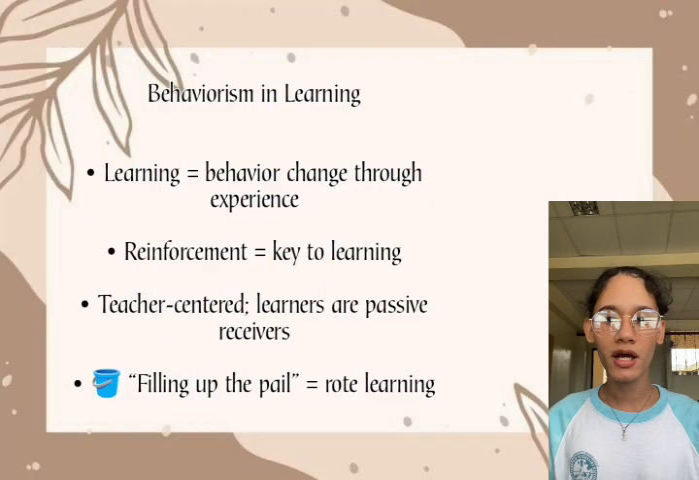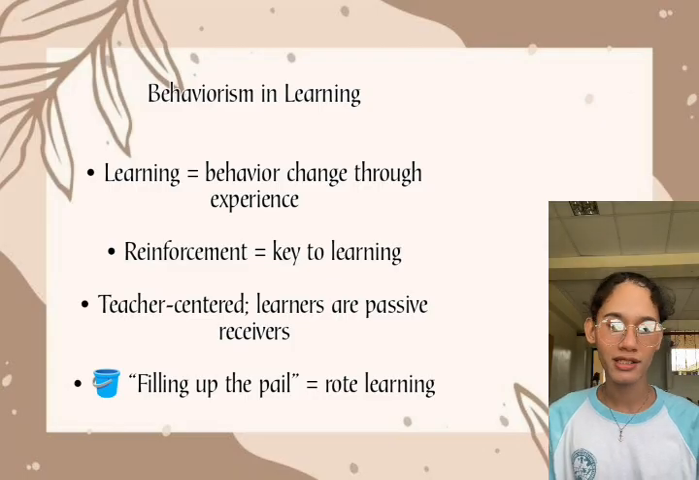In behaviorism, learning focuses on what we can see, the external or observable behavior. Here, learning happens when there's a connection between a stimulus and a response. Reinforcement, such as awards, rewards, or punishments, plays a key role. In this view, the learner is seen as passive, someone who simply reacts to what the teacher provides.